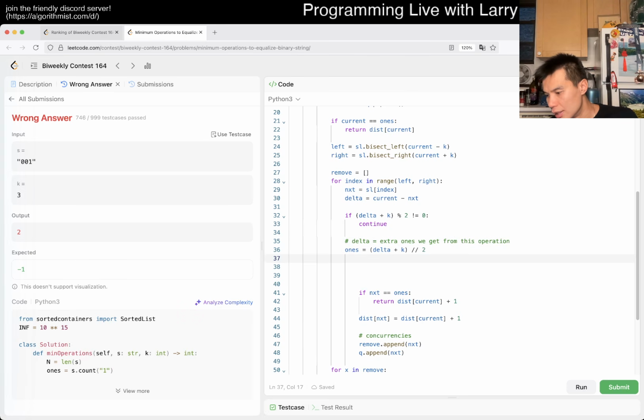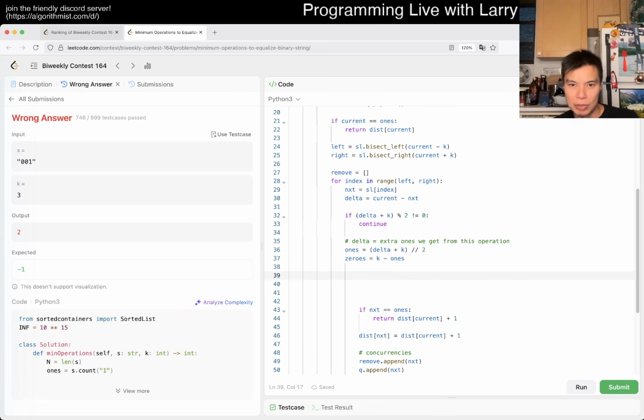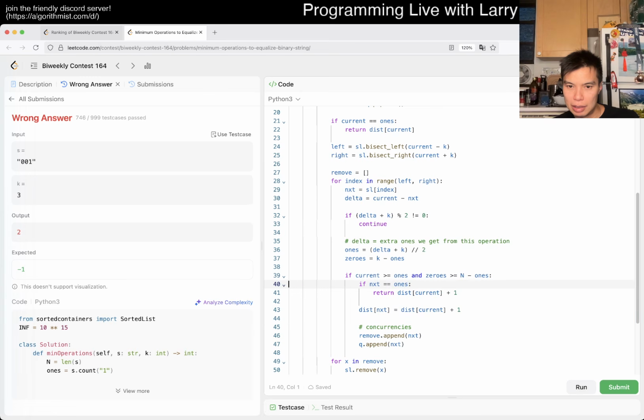Okay, so then zeros, I always forget zeros has an E, and I am really bad at English stuff. Don't bite me please. Okay, so then now we have to check whether the current thing has enough, right? So current is the number of ones, if we have enough ones, and zeros is greater than or equal to n minus 1s, then we can do this. What is this again? Oh, that's just the exit condition. Am I right?